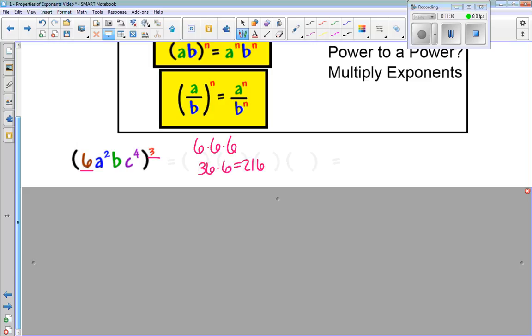Now we have a squared to the power of 3, which we just multiply. So this is going to be a to the 6th. Now we have b to the 3rd. This technically has an invisible exponent of 1, so 1 times 3 gives me b to the 3rd. And then we have c to the 4th to the 3rd, and 4 times 3 gives us 12.